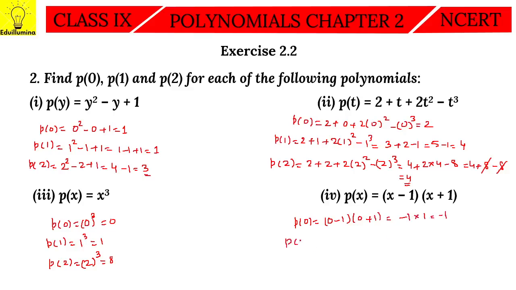Then p of 1, so replacing x with 1, so 1 minus 1 into 1 plus 1. 1 minus 1 is 0, 0 into 2, it is 0. Then the next one is p of 2, so 2 minus 1 and x equal to 2, 2 plus 1. 2 minus 1, 1, 2 plus 1 is 3, so the answer is 3.